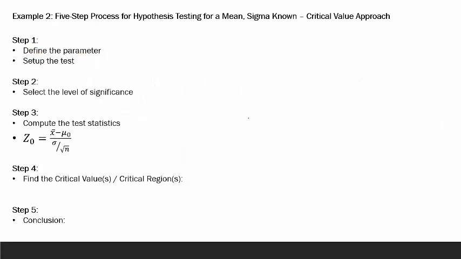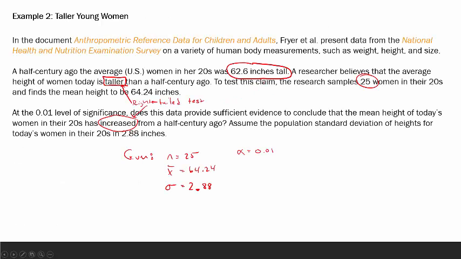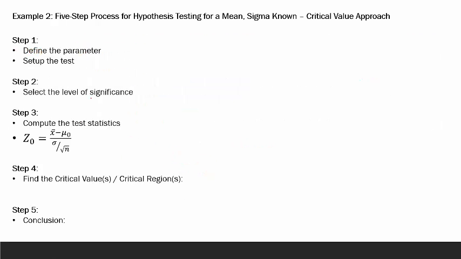So, the 5-step process. Again, define the parameter. What are we investigating here? Well, if you look back, we're investigating the height of women today in their 20s, because we want to compare that to the height of 50 years ago. So we're going to let mu be equal to the mean height of women in their 20s today. And by today I mean now, in the current year.